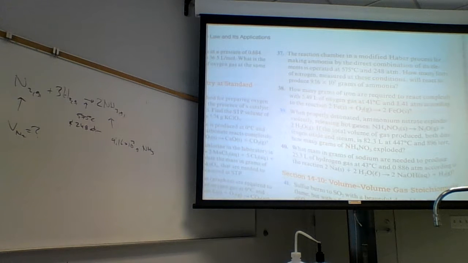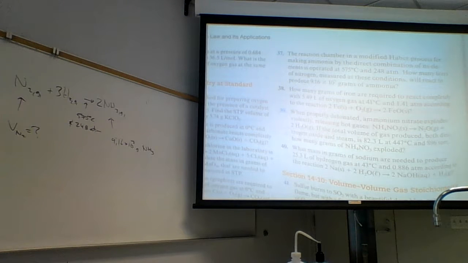Divided by the pressure, 248 atmospheres. Atmospheres cancel, Kelvin cancels. That gives liters per mole. You have to make sure the units work out. So 848 times 0.08206 divided by 248 gives 0.2805 liters per mole.